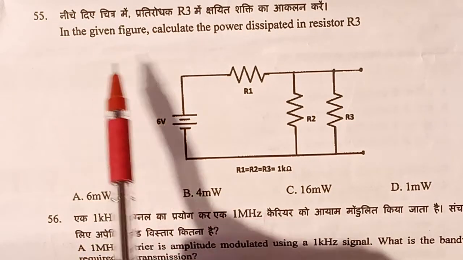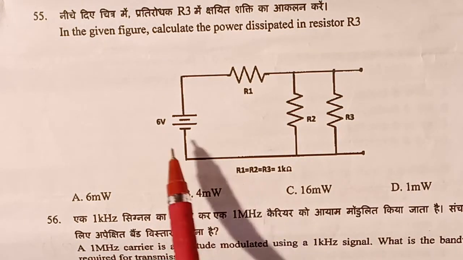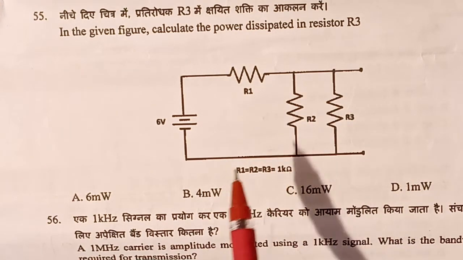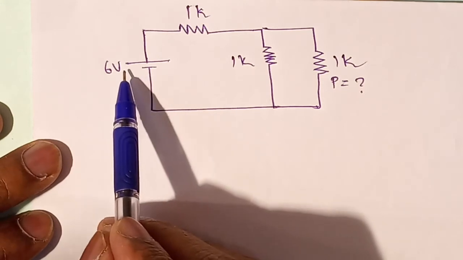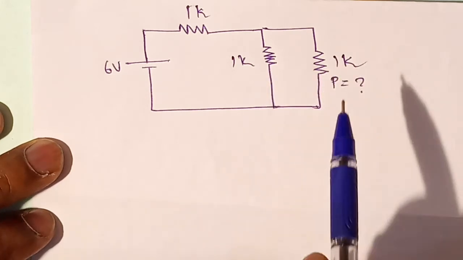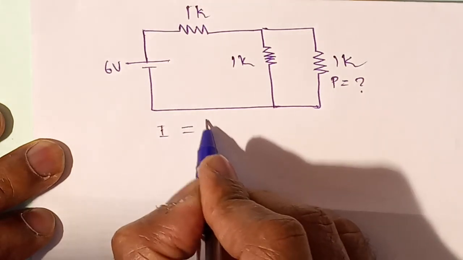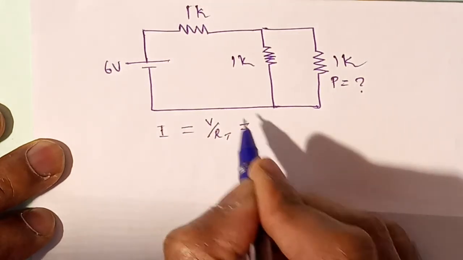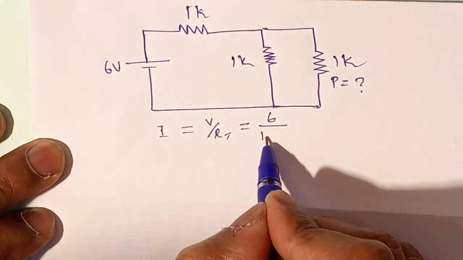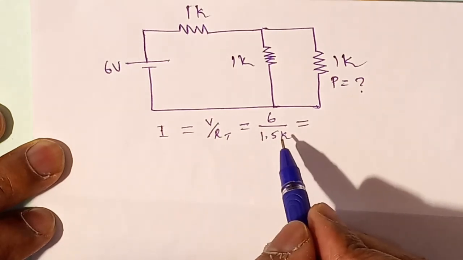Question number 55. In the given figure, calculate the power dissipated in the resistor R3. Here R1, R2, R3 are all 1 kilo ohm. This is the given diagram. We have a 6 volt battery connected to 1K, and two 1K resistors are connected here in parallel. Now what is the total current? I equals V divided by R total. So V equals 6 volts divided by 1K in series with 1K parallel 1K. So it's 1.5K.